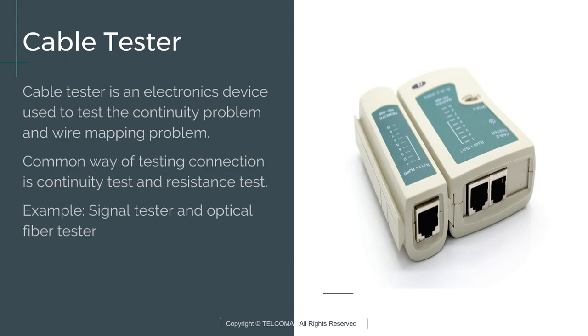In the resistance test, a known value of current is passed and the voltage developed is measured, and from the voltage and current values the resistance is calculated and compared to the expected value. So these are the two tests used for testing cables. Examples of cable testers are signal testers and optical fiber testers.